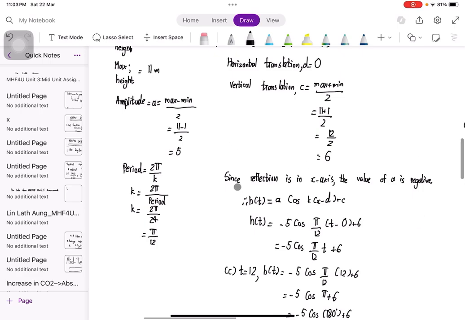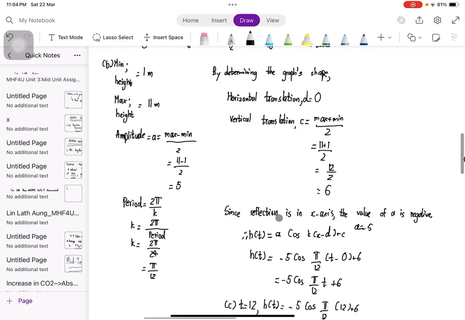As the graph is reflected in the x-axis, the value of A, as we have noted, would be negative. So the value of A we find here would be not positive 5, but negative 5 in this equation. So we get the final equation of minus 5 cos pi by 2 t plus 6. So this is the final equation.